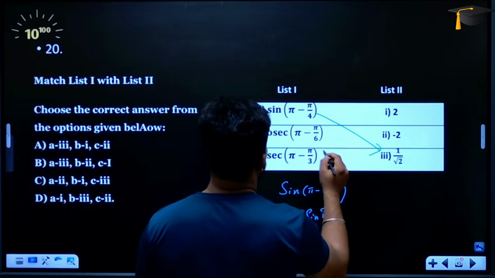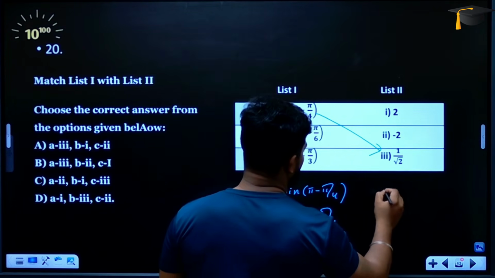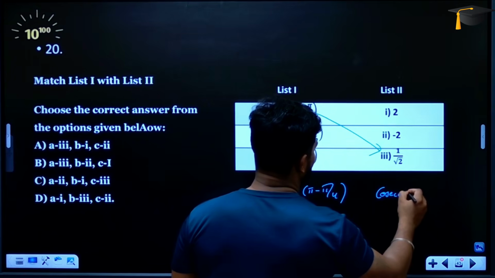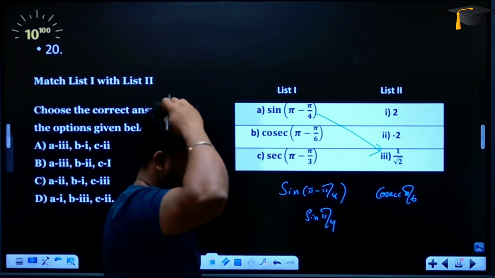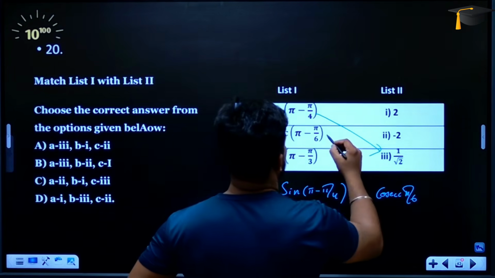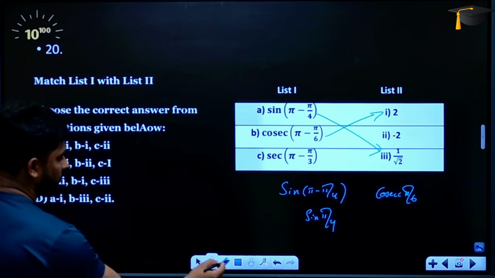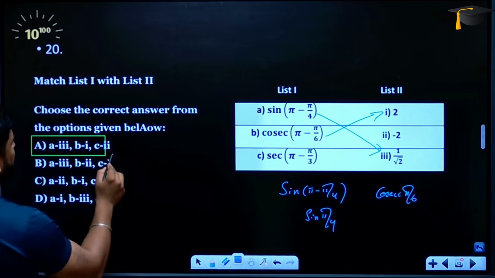Next, cosec pi minus pi by 6 becomes cosec pi by 6. Cosec 30 means sin 30 is nothing but 1/2. So 2, cosec 30 is this. So B1, yeah, option E is the right answer. Option E is the right answer.